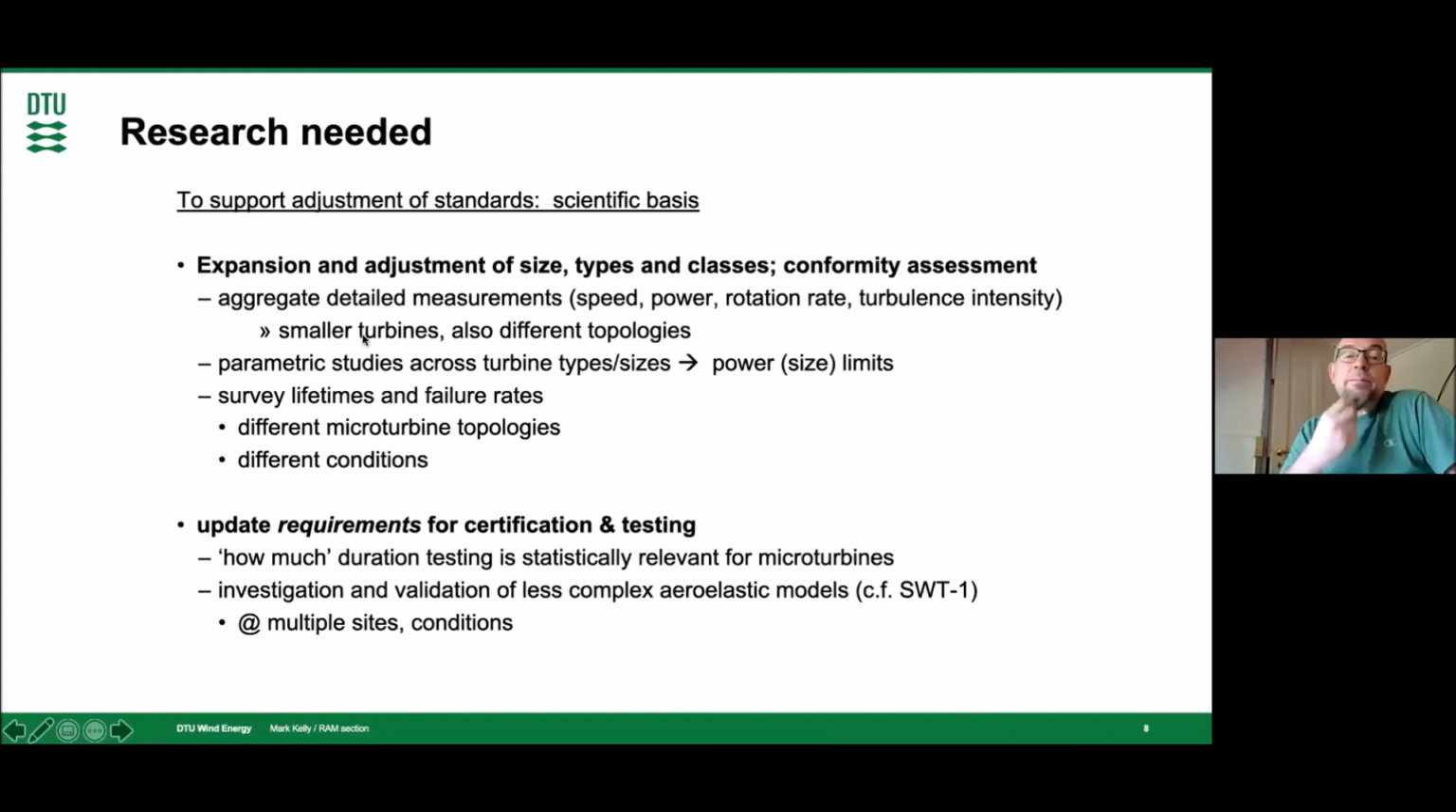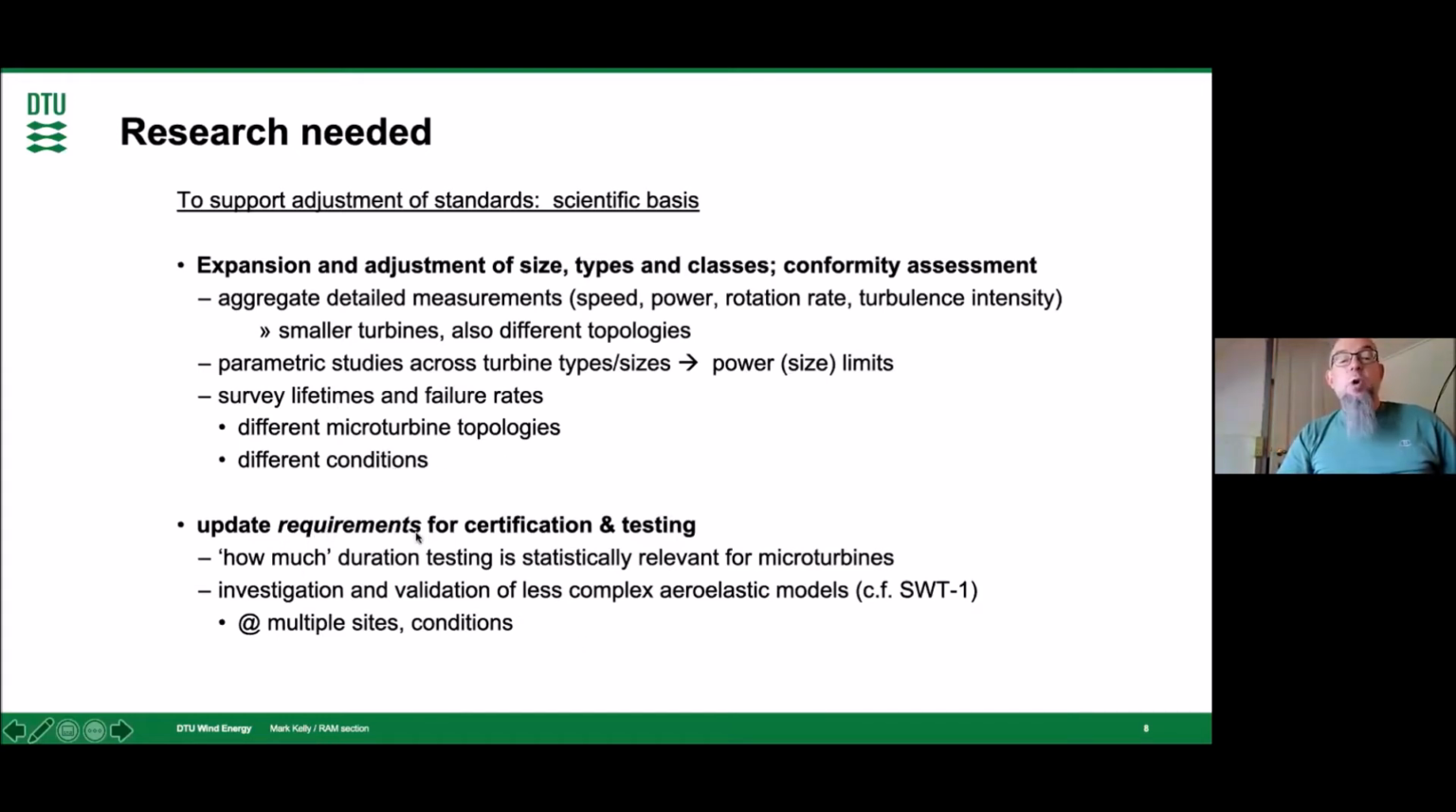So if we can study power output and behavior of different turbines by aggregating all these data, then we can do parametric studies across these different sizes and types, and then see what kind of power limits are reasonable to separate the turbines into new classes. And then also, it would be nice to put together what lifetimes and failure rates are actually found in various small turbine topologies, and sort them according to different conditions as best we can, to better inform about, say, turbulence, for example.